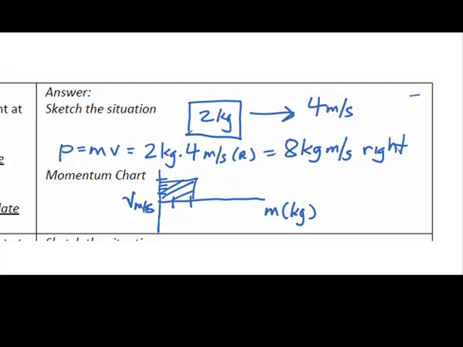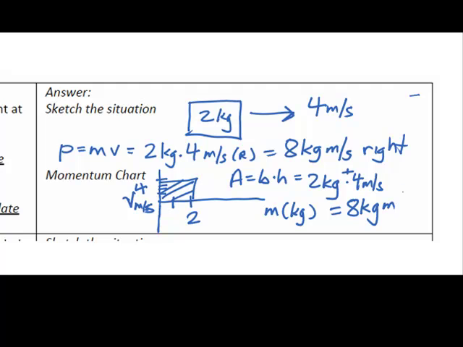Next, what is the area of the momentum chart? Remember that area is equal to base times height. The base of this rectangle is 2 kilograms. Its height is 4, hold on a moment there, let me correct that, is 4 meters per second. And this is going to be in the positive direction, so that's what we're assigning to right. So that is 8 kilogram meters per second as the area. It's not always square inches or whatever, it can be whatever this unit is. Kilogram meters per second, positive indicates it's to the right.